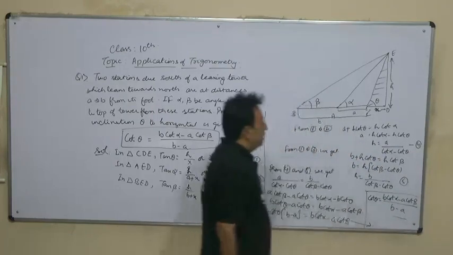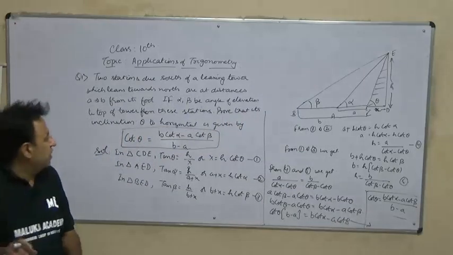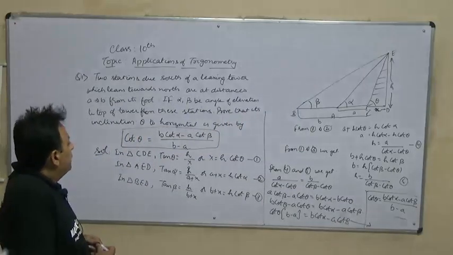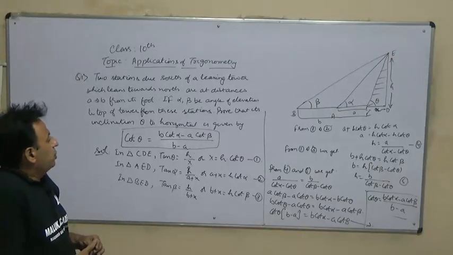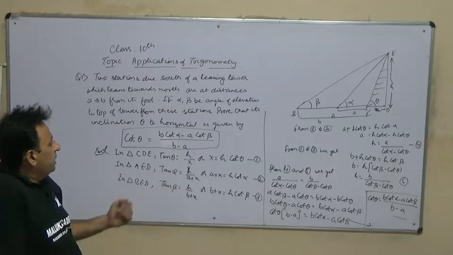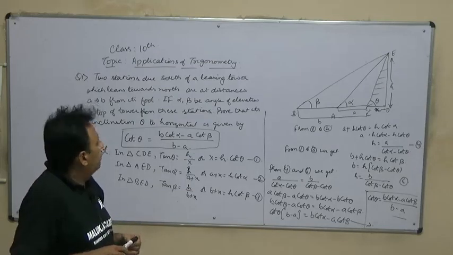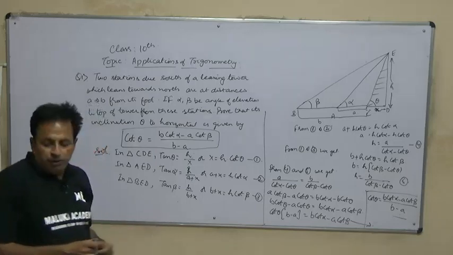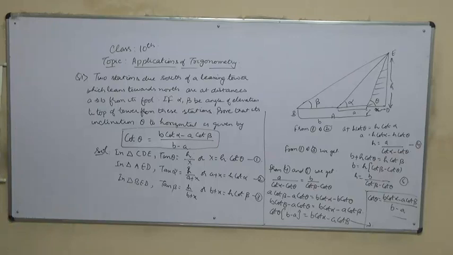So this is the result which we wanted to prove. We have shown that the inclination of a tower with the horizontal is given by cot theta is equal to B cot alpha minus A cot beta upon B minus A. Then we move to the next part, but before that we will rub this part.